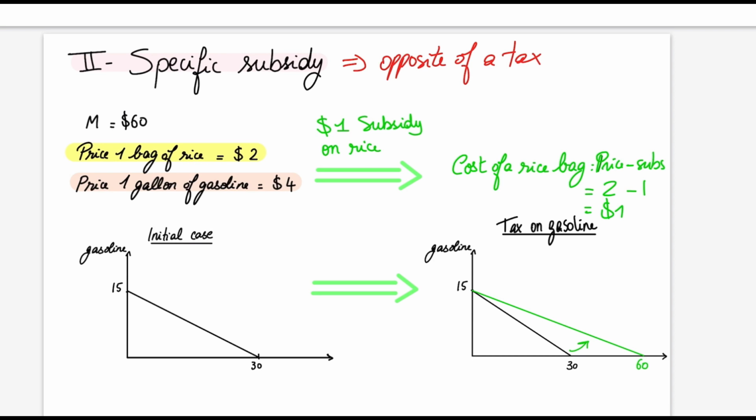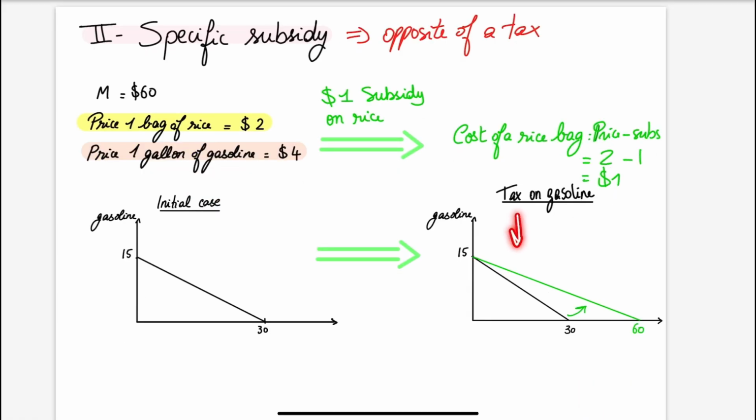Now let's dive a little bit into this. When the price drops to $1 per bag of rice, we can now afford 60 bags of rice because each bag costs only $1 and we've got $60. So the slope of our budget constraint, so the opportunity cost, also changes because rice is now less expensive. So we now basically have to give up less gas to get one bag of rice.